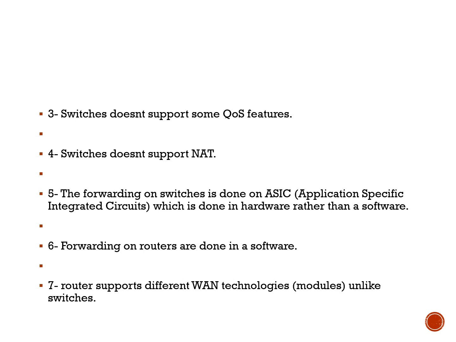The forwarding on the switches is hardware based, on the chips which are being used, application specific integrated circuit chips. They are responsible for doing the forwarding on the switches. Forwarding on routers is rather software based, which is configured, and you can control it using a routing table. And routers also support different WAN technologies, unlike switches.